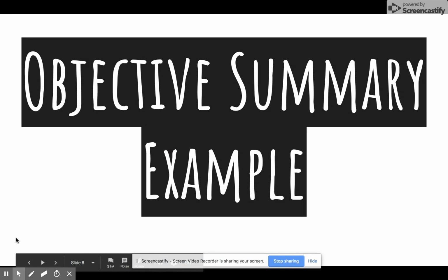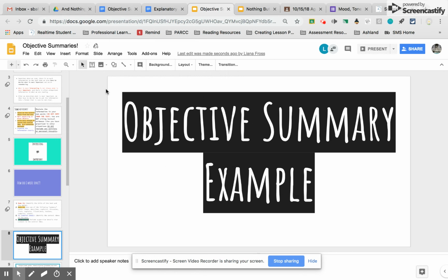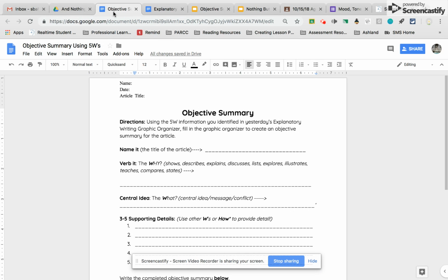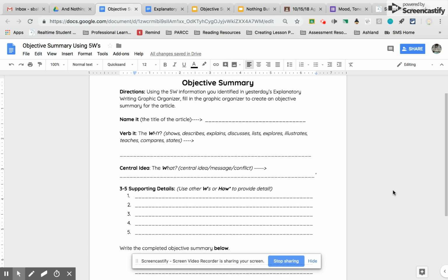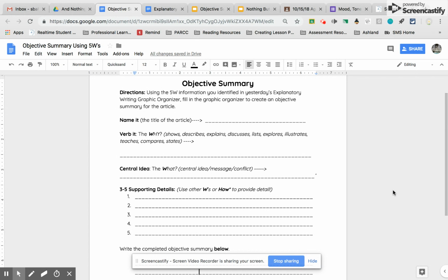So an objective summary example. What I'm going to do is ask that you pull up your objective summary graphic organizer. Here, I have the directions. Using the 5W information you identified in yesterday's explanatory writing graphic organizer, you're going to fill in the graphic organizer to create an objective summary for the article. You're going to start by naming the article.